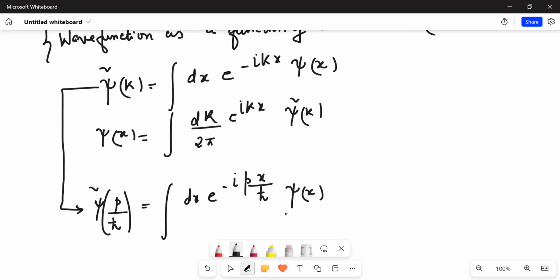So if you want to convert your wave function in coordinate space to a wave function in momentum space, this is the formulation you can use. This is how you can do it, by taking a Fourier transform of the wave function psi of x. And if you again want to get psi of x from momentum space, you can do this.